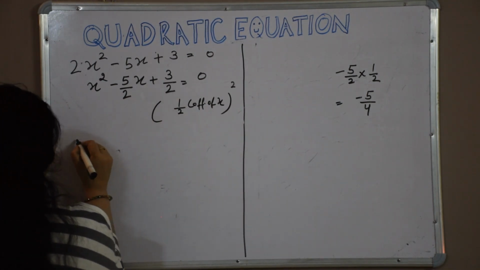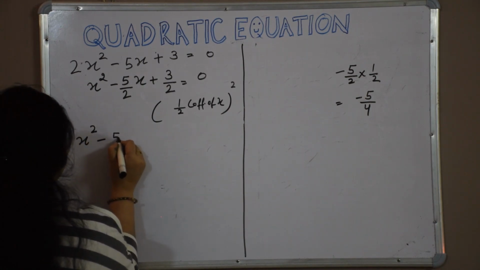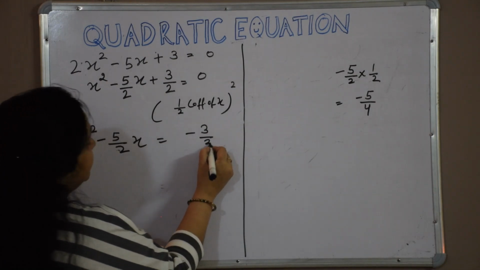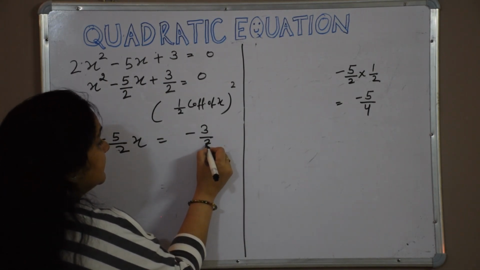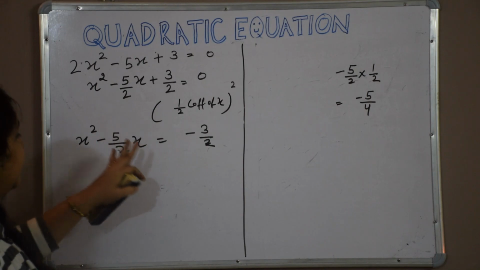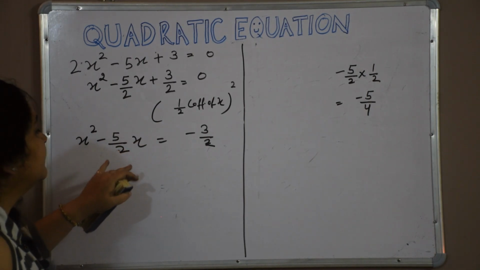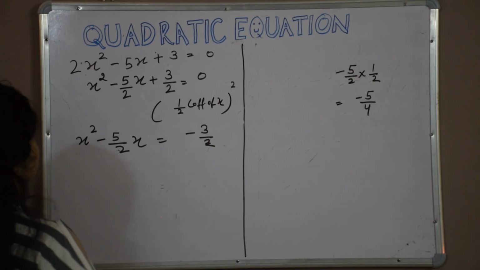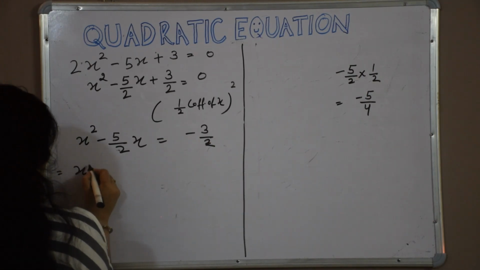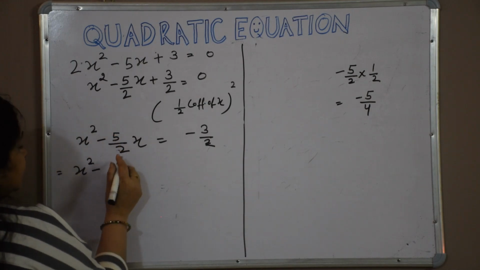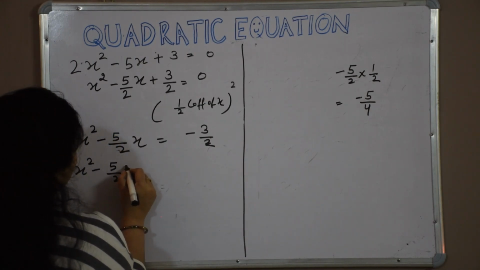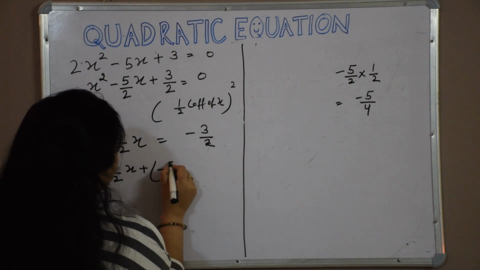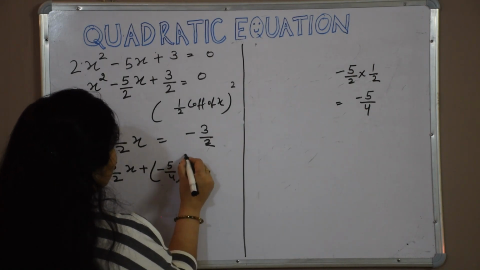Before this, one more step you can do. You can take the constant term to the right hand side. You can keep it on the left hand side also, but it is a little easier to solve this way. So now our step is: minus 5 by 2 x plus (minus 5 by 4) whole square.